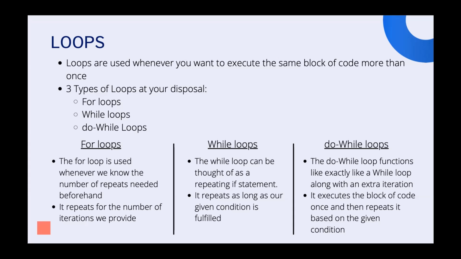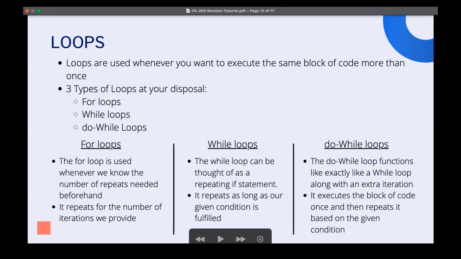A do while loop is the same thing as a while loop, लेकिन the first time you run your do while loop, it's going to run without checking the condition, and then from the second iteration onwards, it's going to check the condition. यहाँ पे किसी का कोई सवाल?